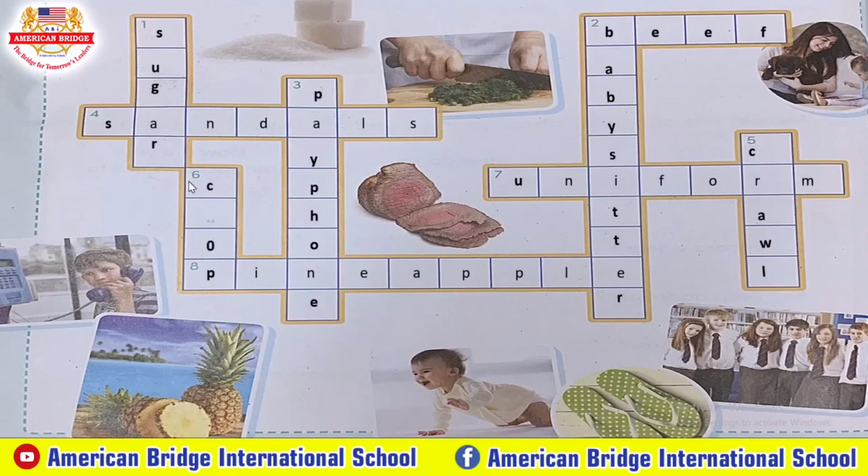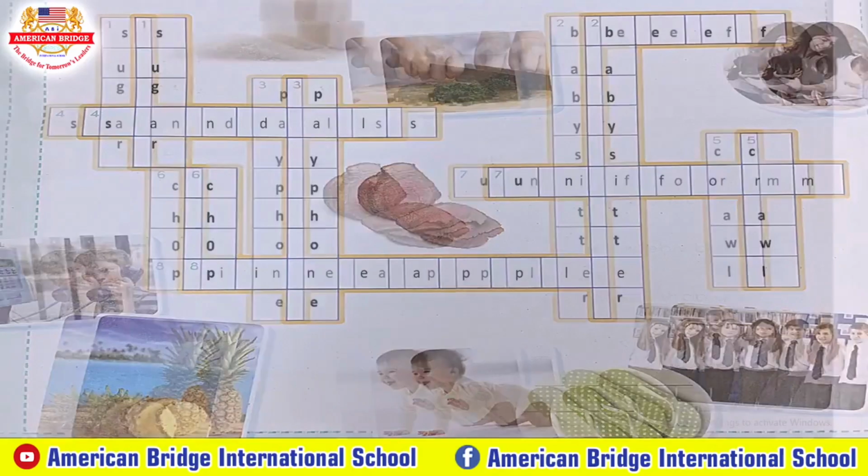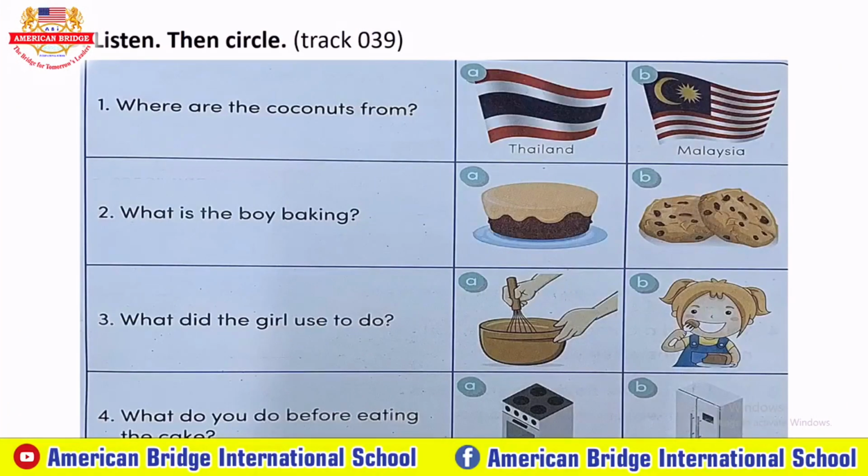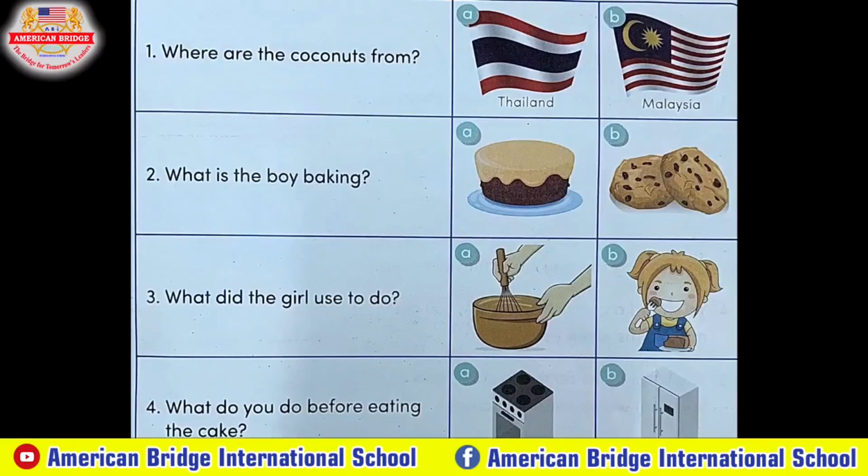Okay, good job, everyone. So now let's move on to our next exercise, exercise part B. Listen, then circle, by listening to our track 039. Okay, everyone, so now let's spend some time to listen to our track first. Now let's start. B. Listen, then circle.